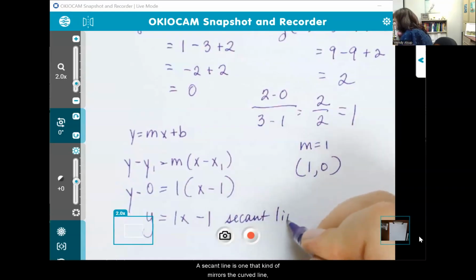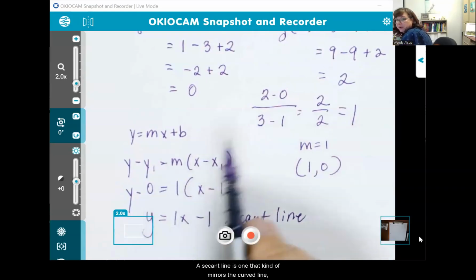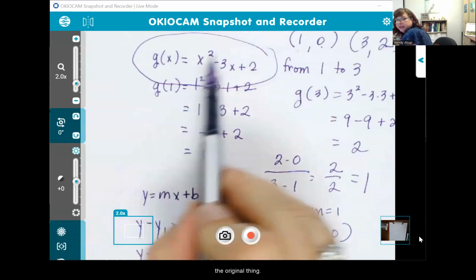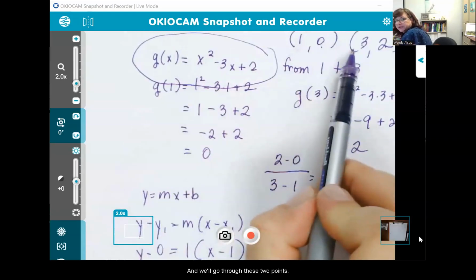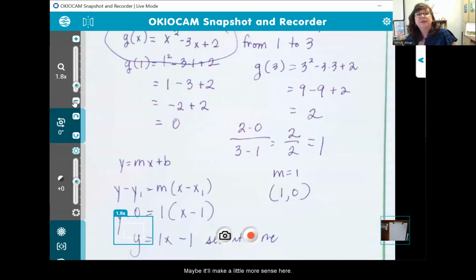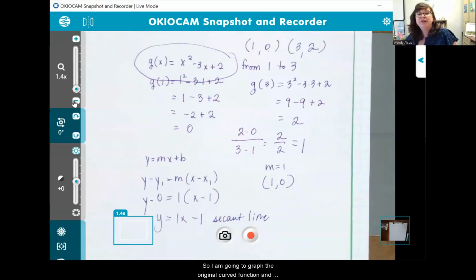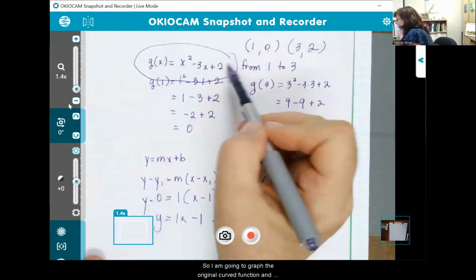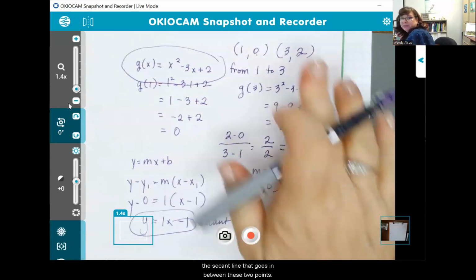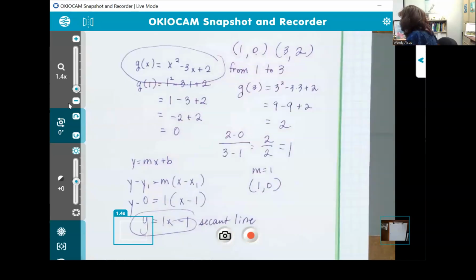A secant line is one that kind of mirrors the curved line, the original thing, and will go through these 2 points. Now, can I show you what I'm talking about here on my graphing calculator? Maybe it'll make a little more sense. So I am going to graph the original curved function and the secant line that goes in between these 2 points.